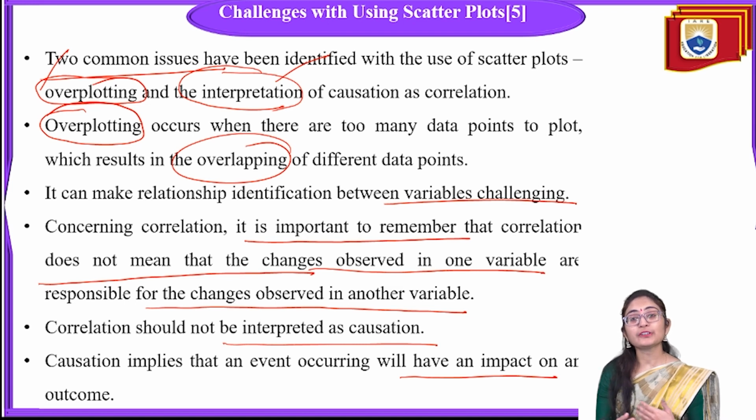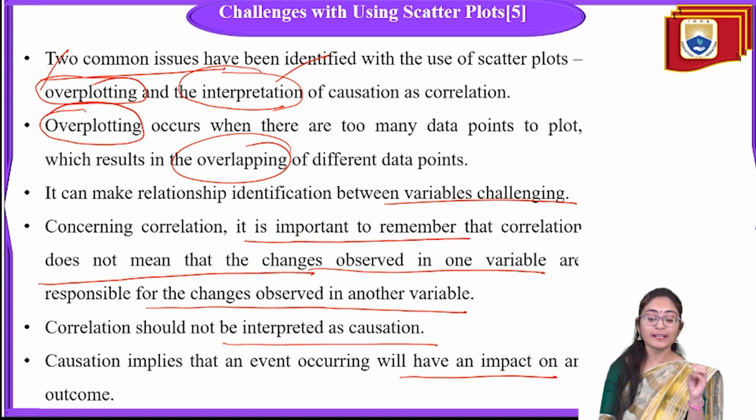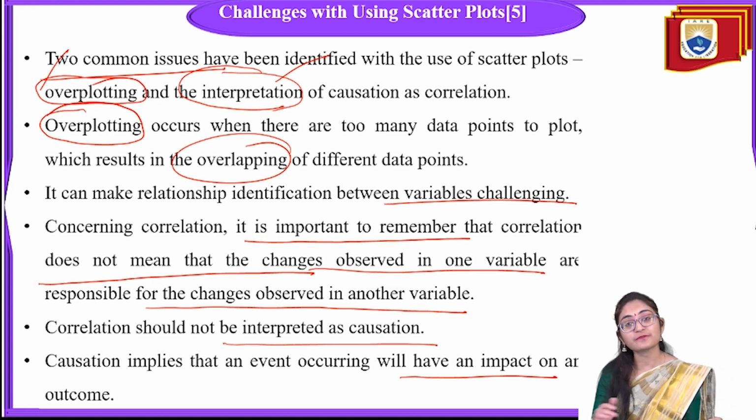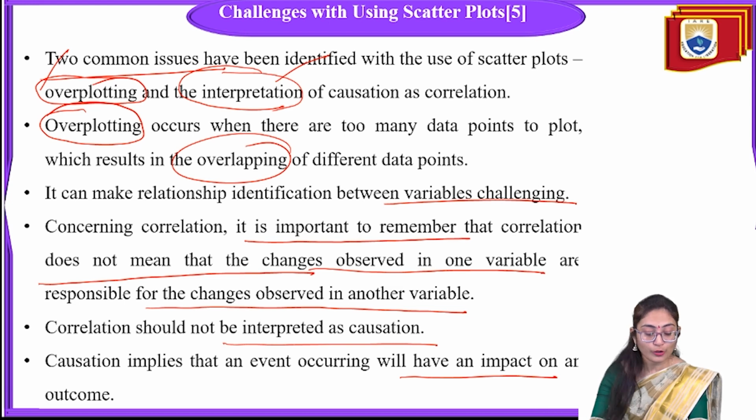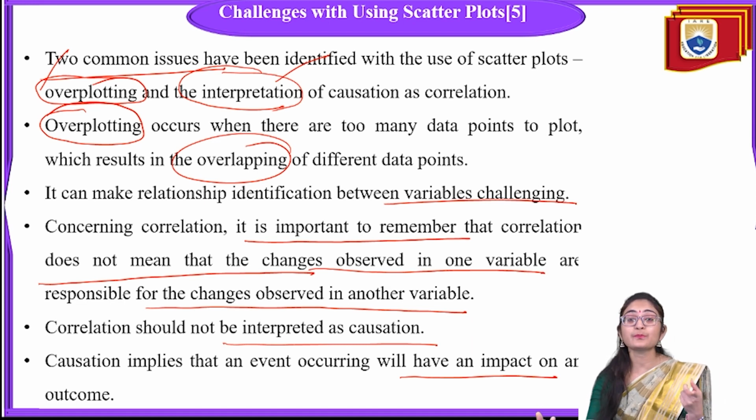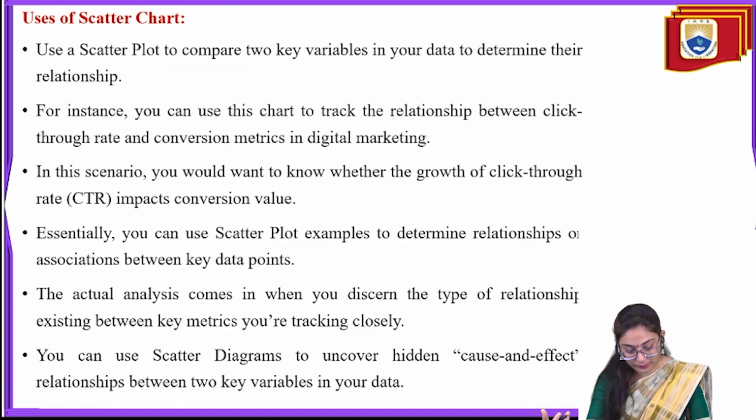You have to interpret your values, but you should not consider that if one of the variables is observing some changes, the same changes will be observed by the other variable also. So correlation should not be interpreted as causation, and causation implies that an event occurring will have an impact on an outcome.